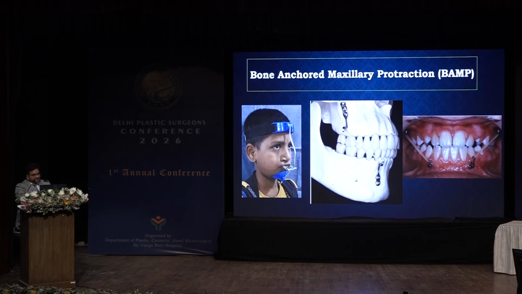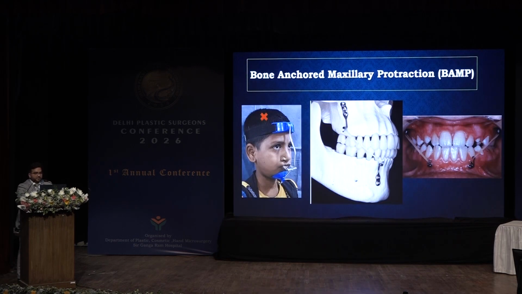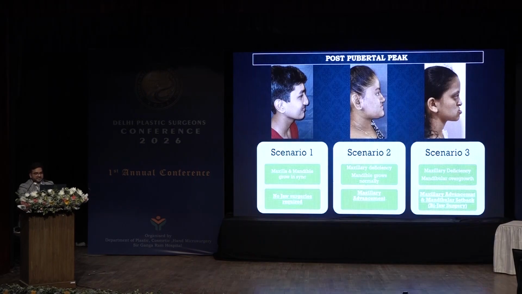Now in the current times, because the kids are not ready to wear these protraction face masks altogether, there are situations where we put BAMP plates, so bone anchored maxillary protraction plates. These are just plates that we put with hooks in the maxillary posterior region and mandibular anterior regions, and you can run class 3 elastics on them. So it gives you the same effect which is done after maxillary expansion. So bone grafting is done.